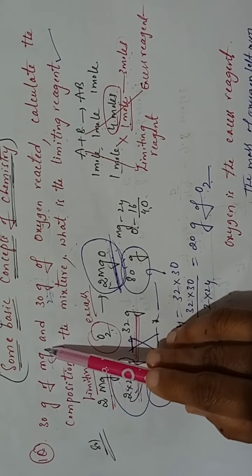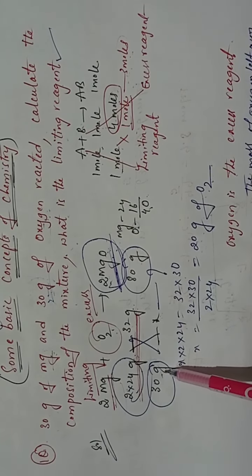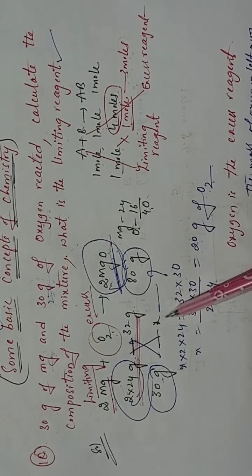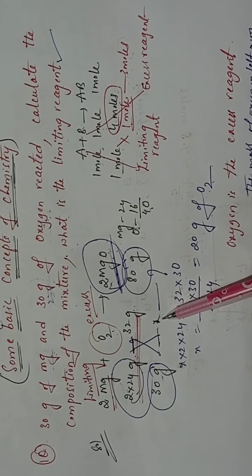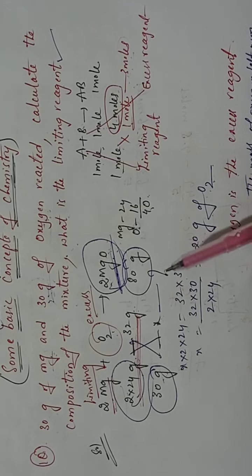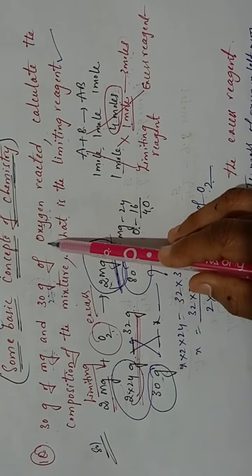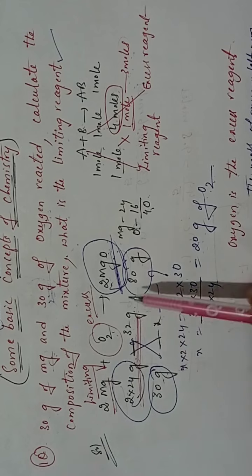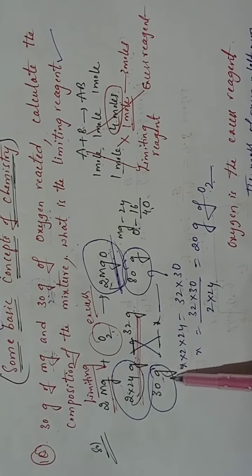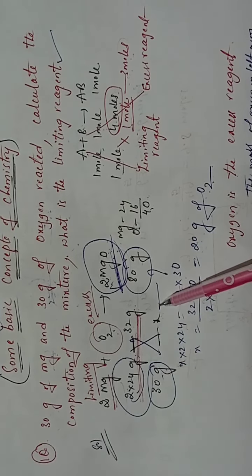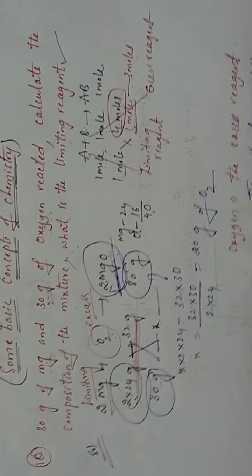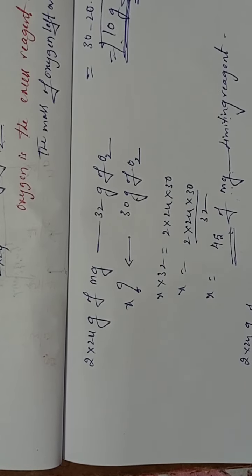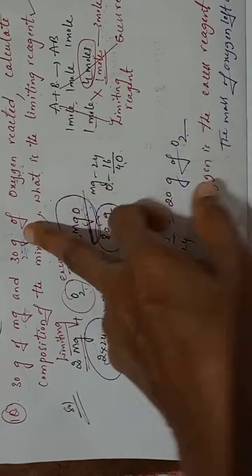The question gives 30 grams of magnesium, and the oxygen weight is also given. I am checking the oxygen, so I am taking it as X. Now in the second case, I am going to calculate the magnesium, so I take 30 grams of oxygen in the second case. In the first case, I take 30 grams of magnesium and calculate the oxygen mass. In the second case, I take oxygen mass as 30 grams and find the magnesium. Clear, students? This is about the limiting and excess reagent.